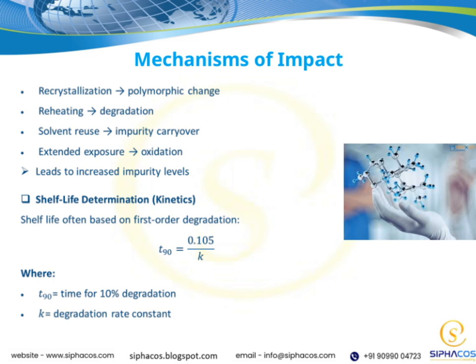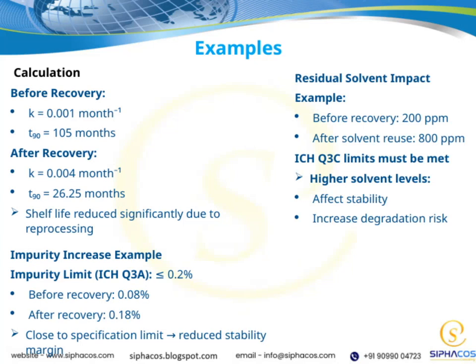Let's take a closer look at the impact of residual solvents. As you can see from this example, before recovery, the solvent level was around 200 parts per million, but after reusing the solvent, it increased to 800 ppm. This is significant because we must meet the limits set by ICH Q3C to ensure safety and quality. Higher solvent levels can affect the stability of the product and increase the risk of degradation over time. To illustrate this, we have a calculation comparing the shelf life before and after recovery.